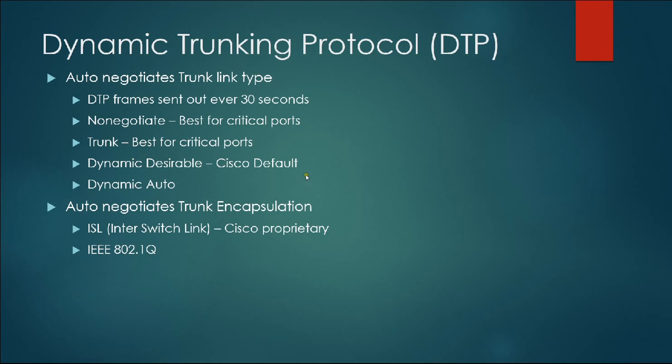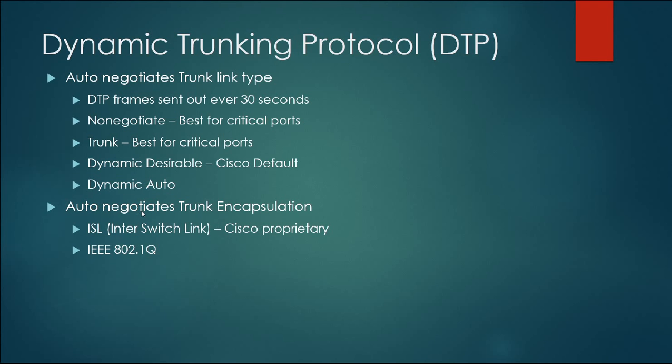Dynamic desirable is the Cisco default, and dynamic auto is the passive form of DTP, dynamic trunking protocol. There's no active trunking trying to be done there. So two dynamic auto ports will not create a trunk on their own.